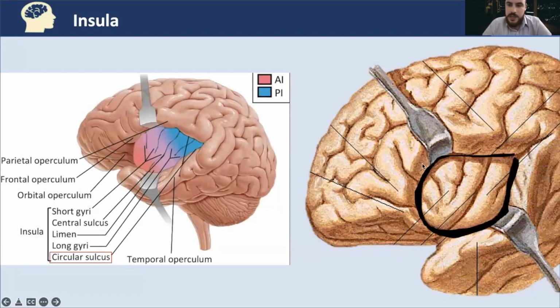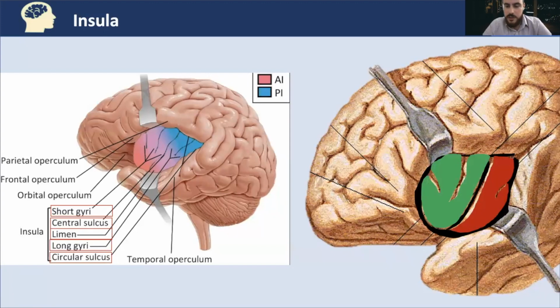It's not circular in shape, indeed. It's oval in shape, but it circulates or encircles the insula, so it's called the circular sulcus. And it has a central sulcus that divides the insula into anterior and posterior parts. Anteriorly, we have 3 short gyri, and posteriorly, we have 2 long gyri. So the long gyri posteriorly and the short gyri anteriorly. And here in the posterior area, we have the limen insulae. This is the part called the limen insulae.